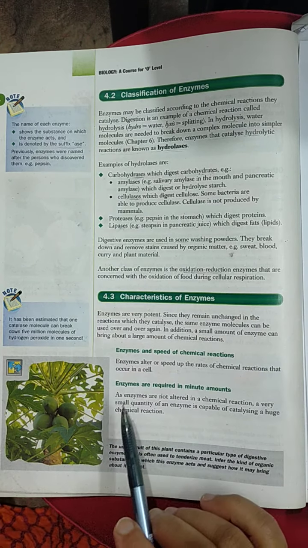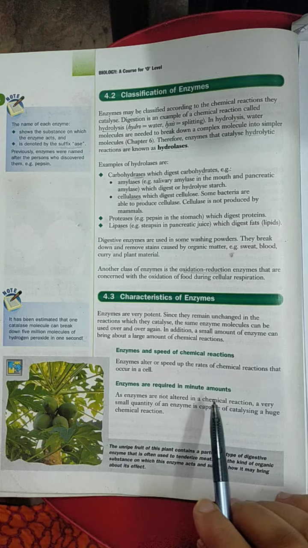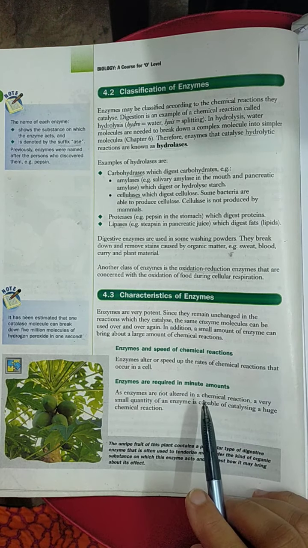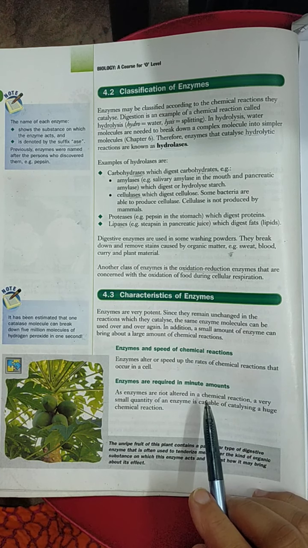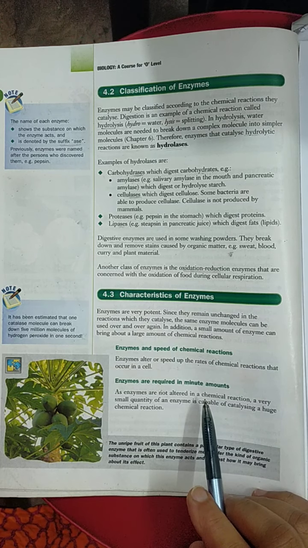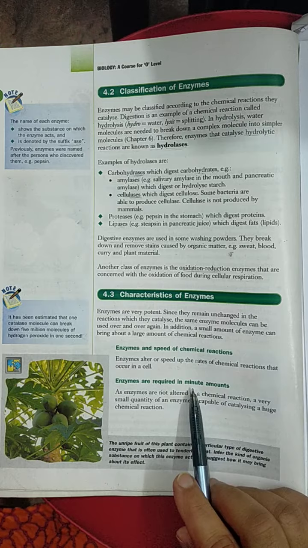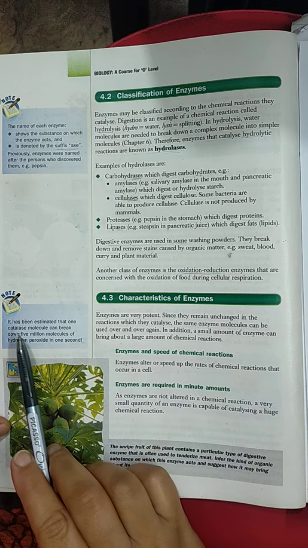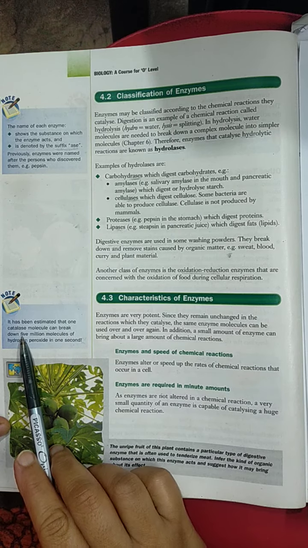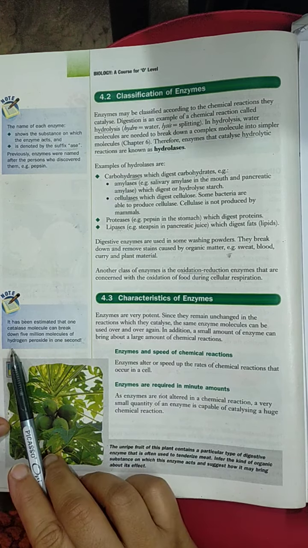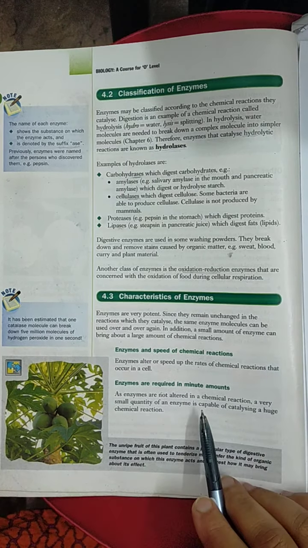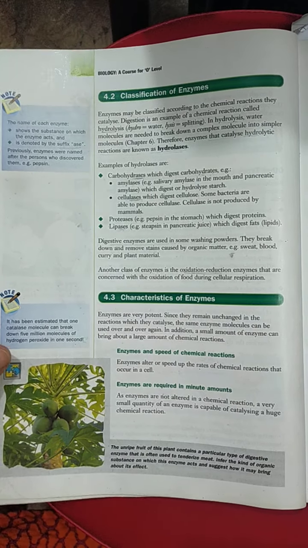Okay, the second characteristic is that enzymes are required in minute amounts. As we know, enzymes are very important for the completion of a reaction, but they are always required in very small or minute amounts. Even one molecule of catalase can break down 5 million molecules of hydrogen peroxide in just 1 second. So enzymes are required in very small amounts.